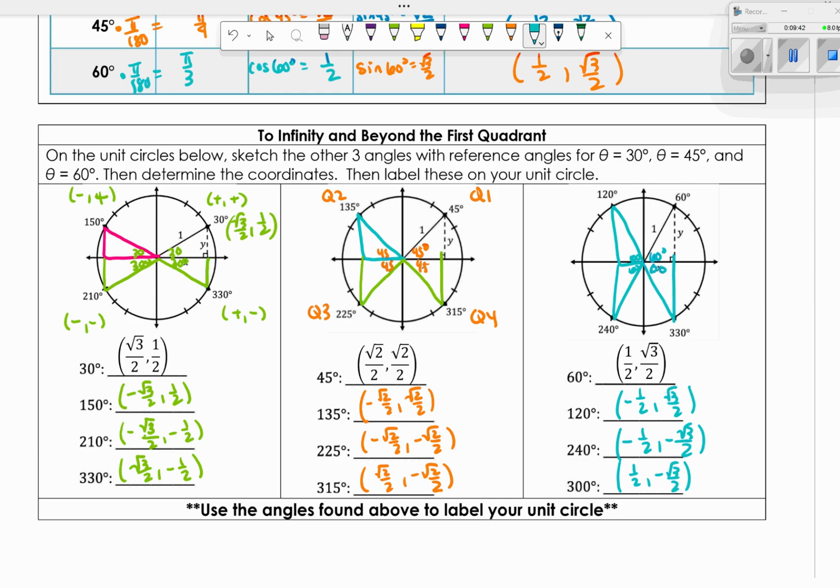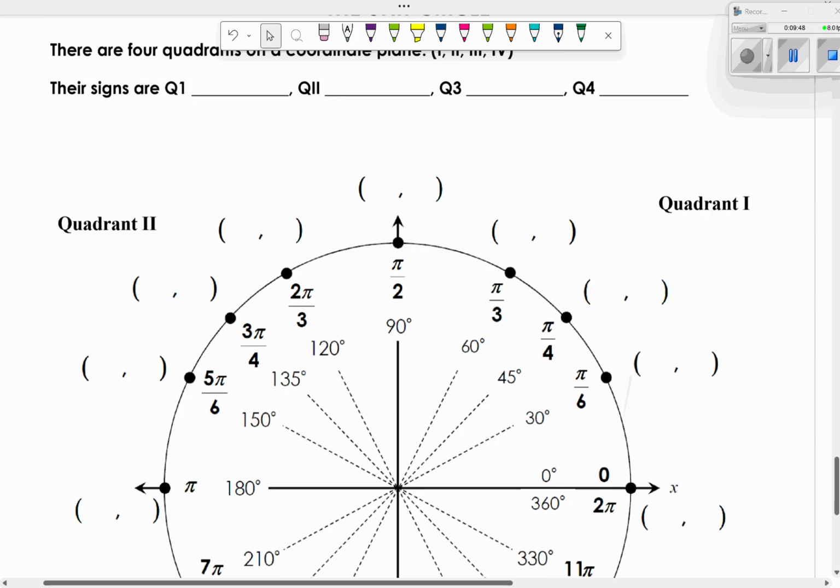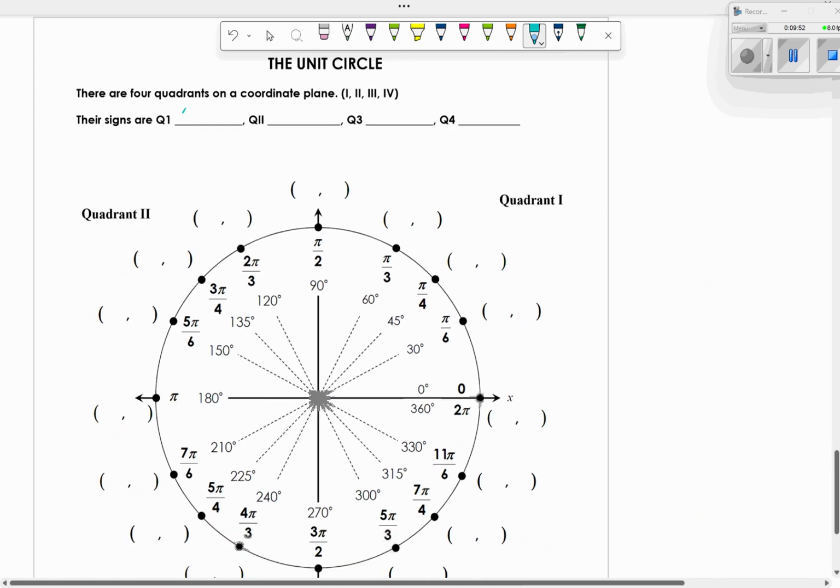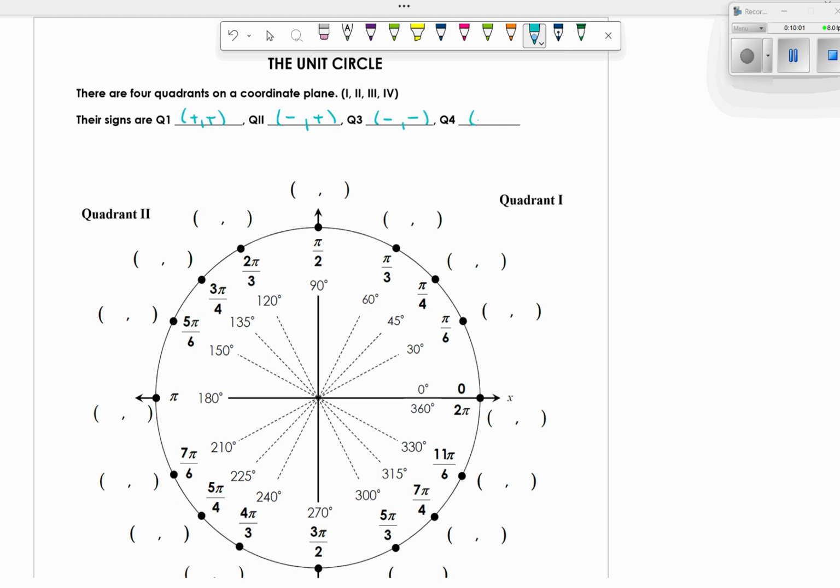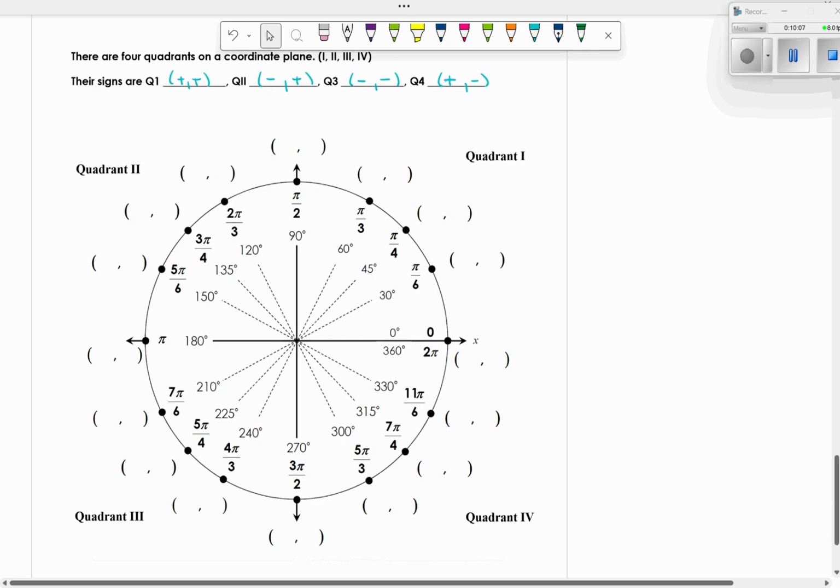So it says use the angles found above to label your unit circle. So now we're just going to put this on our unit circle. That's the last page that you have. So we'll go down here. The signs are, for quadrant 1, we said positive for both x and y, then it's negative x, positive y, negative x and y, and then your quadrant 4 would have a positive x and negative y. So we already have the degrees and the radian measures on our circle.